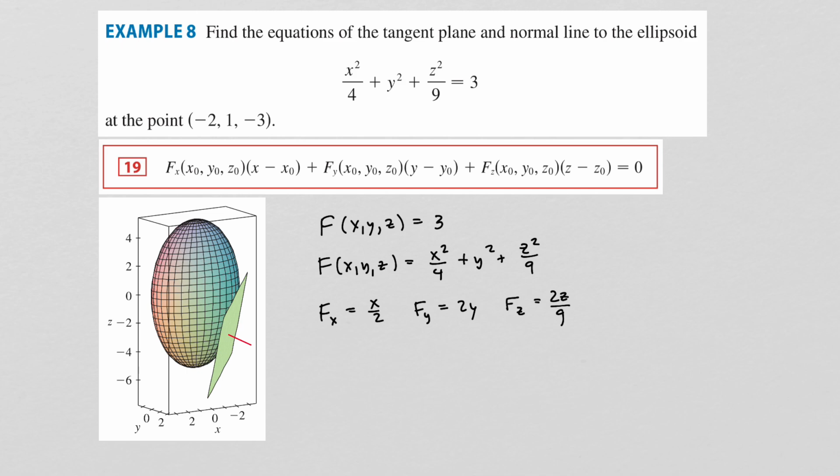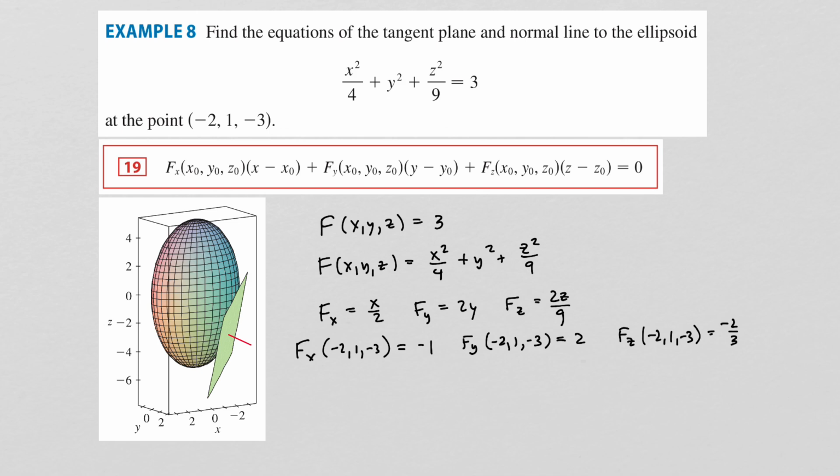And now we're going to plug in the point (-2, 1, -3) into each of these partial derivatives. And in doing that, you can see that we get the following values here. The math here is pretty simple, so I'm going to leave this up to you to understand what I'm doing here. Just plugging in these values, right?